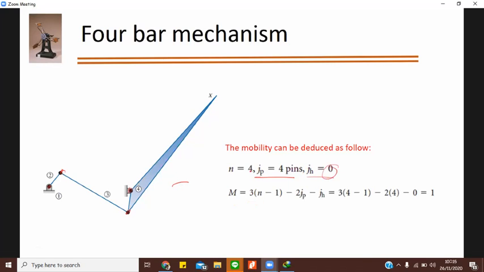Now we'll put these terms in this formula: 3(n minus 1) minus 2j minus h, where h is 0. So 3 into (4 minus 1) minus 2 into 4, and you will get 1. Correct? So this is the 1 degree of freedom that you are getting, this one directional motion. This is very simple.